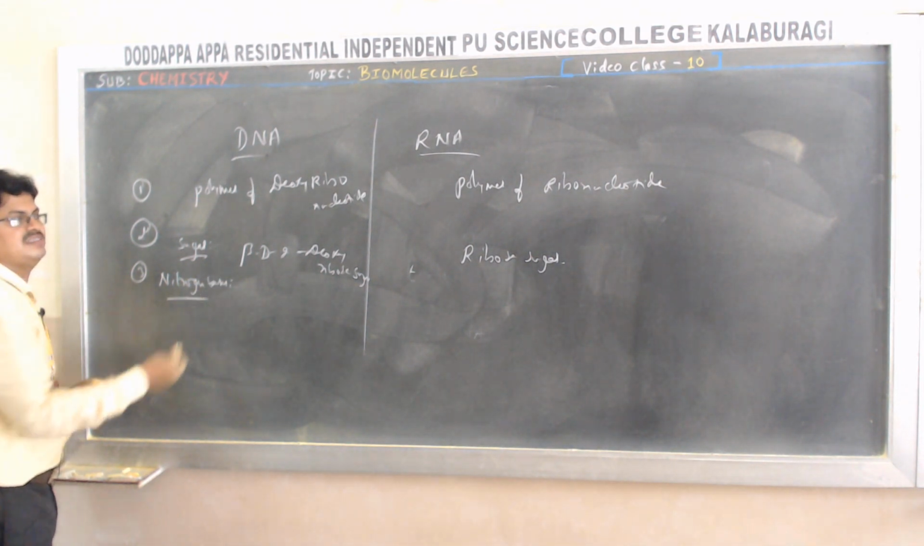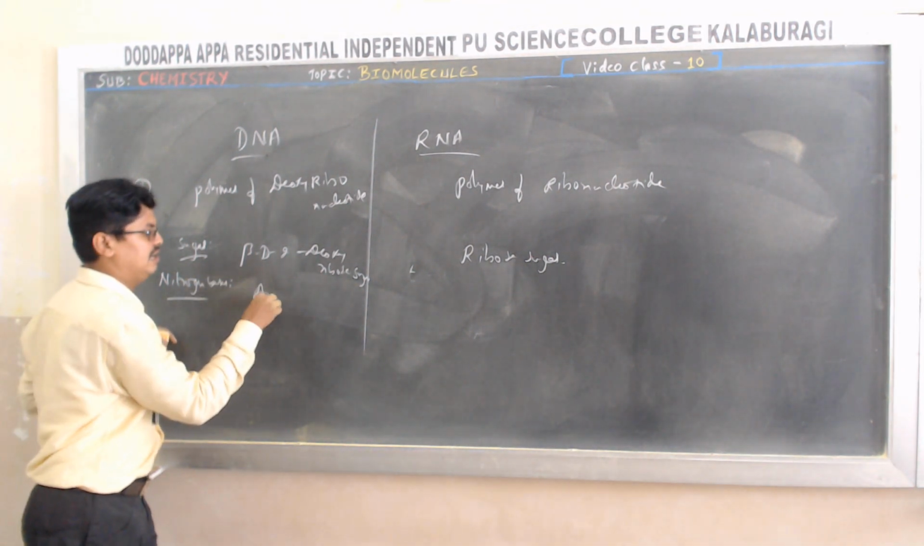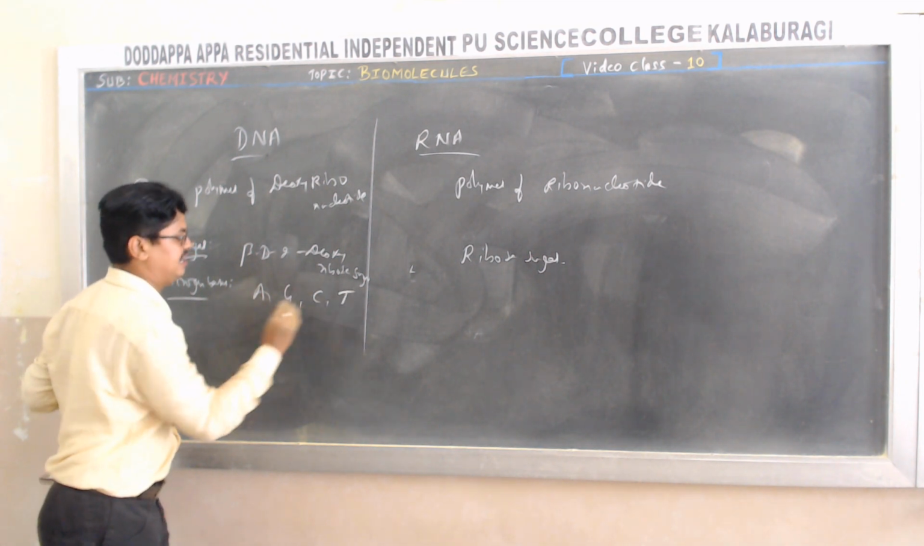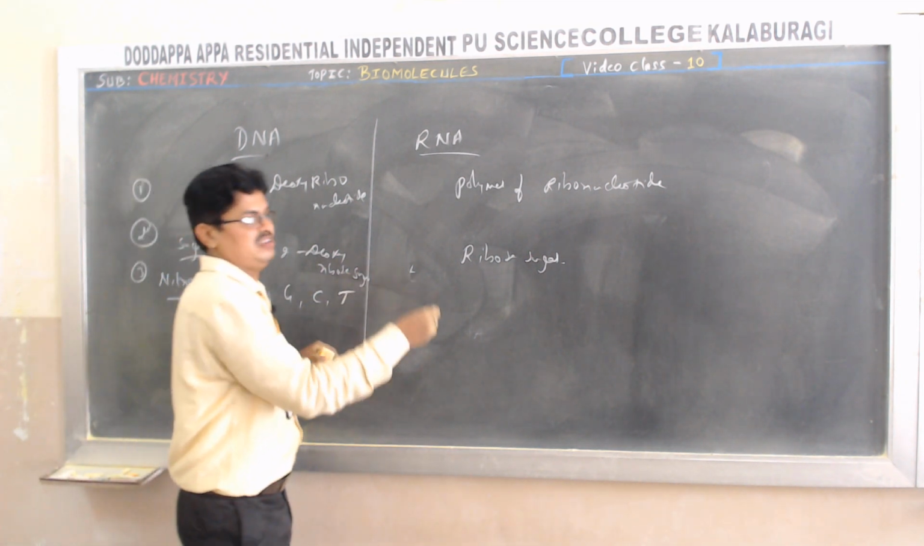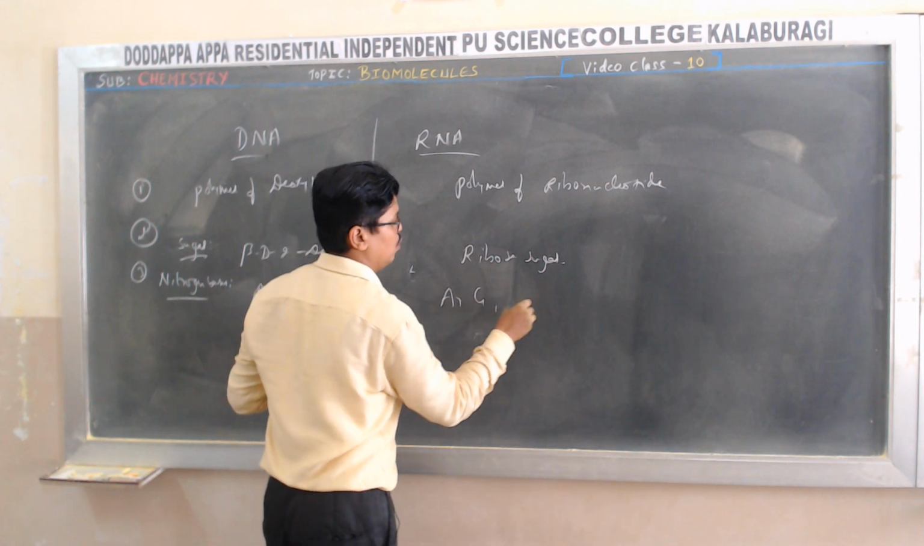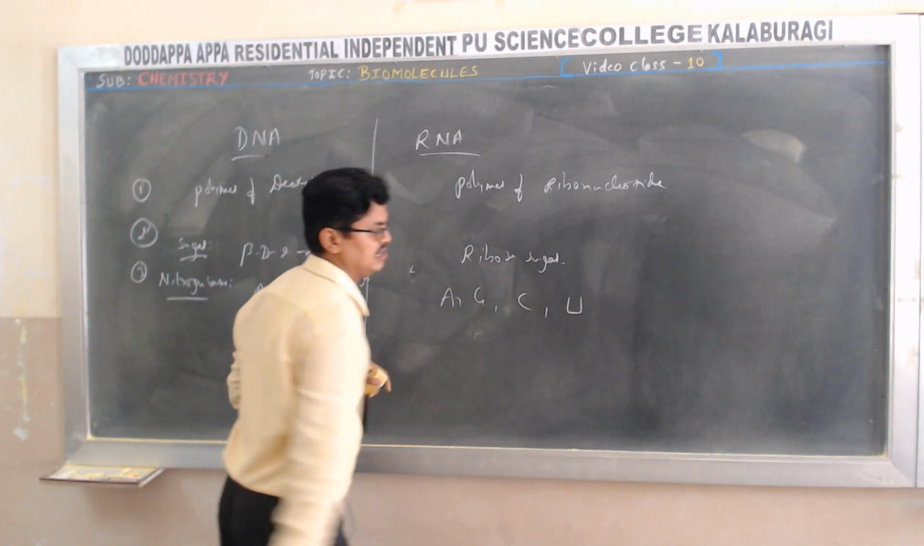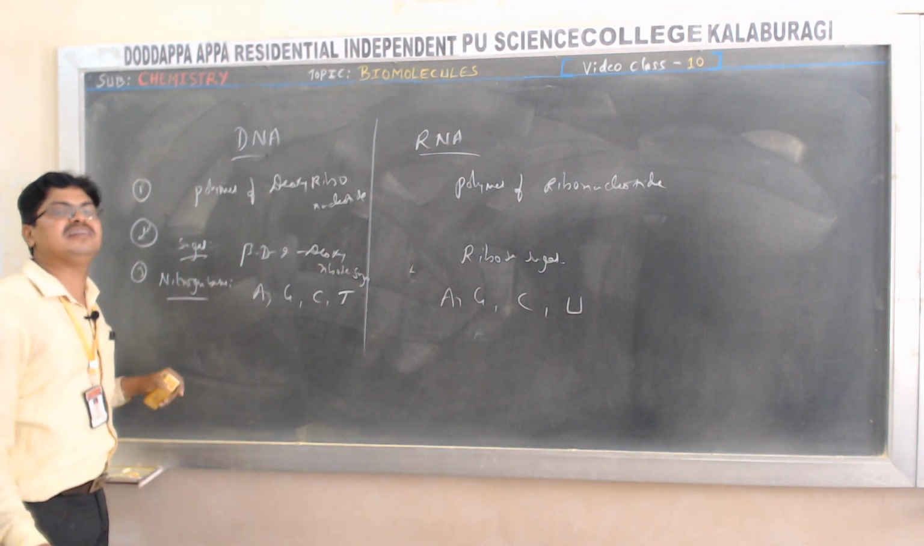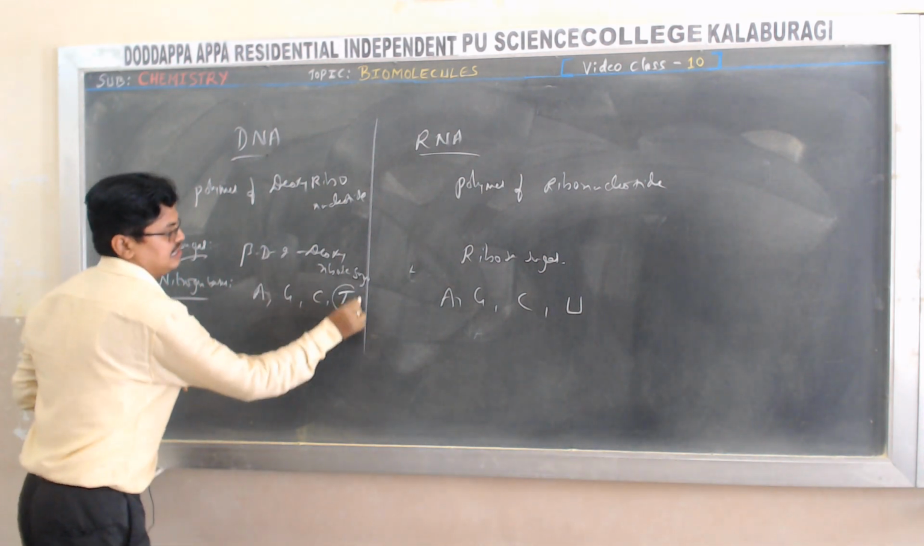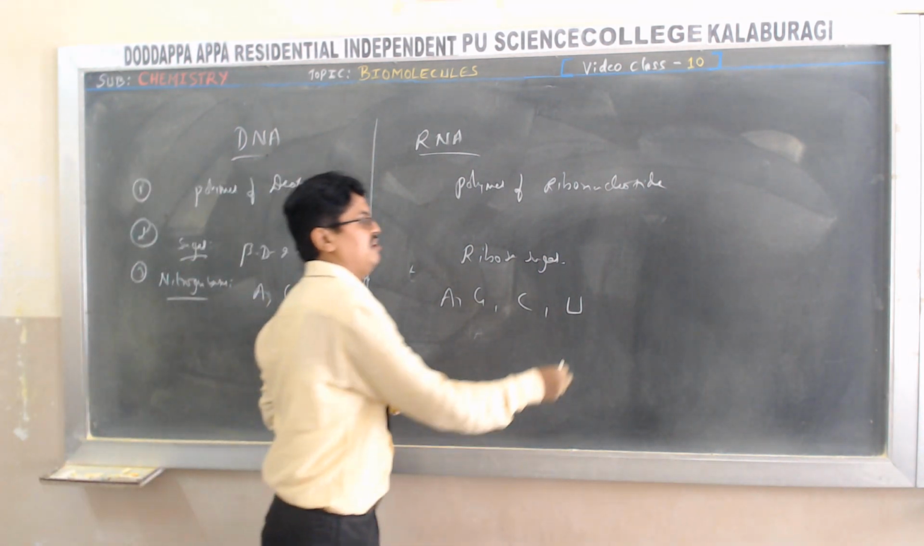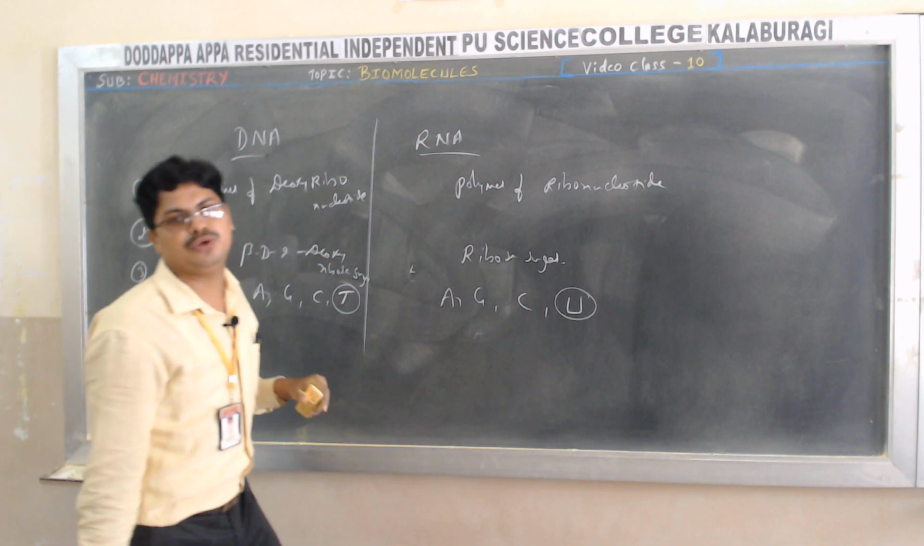The nitrogen bases present in DNA: adenine, guanine, cytosine and thymine. Nitrogen bases present in RNA: adenine, guanine, cytosine and uracil. It means the pyrimidine base present in DNA is thymine. The pyrimidine base present in RNA is uracil.